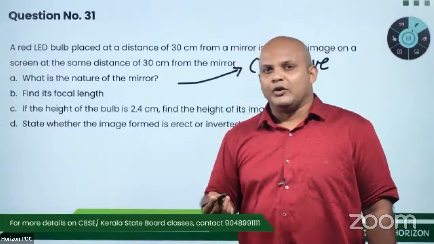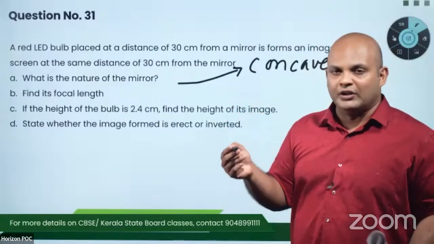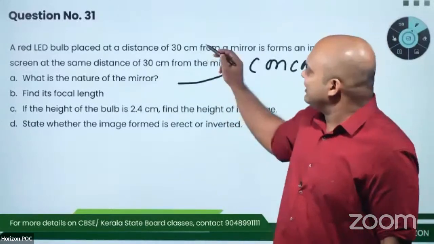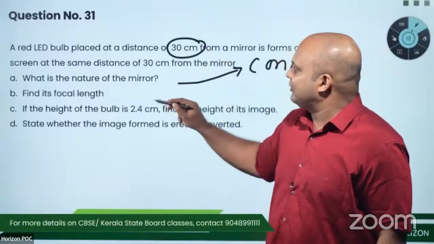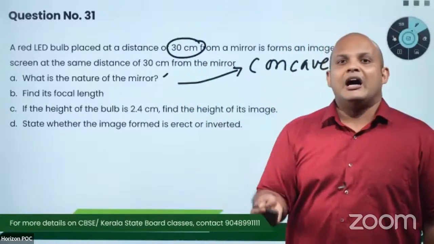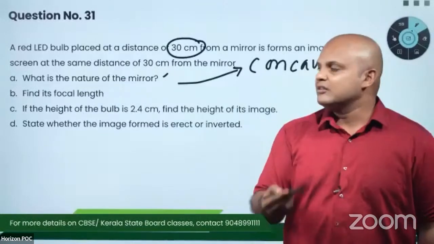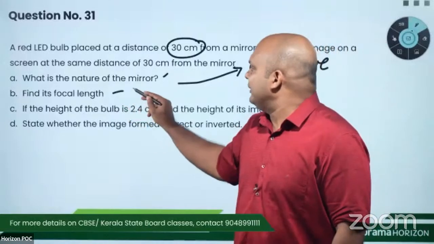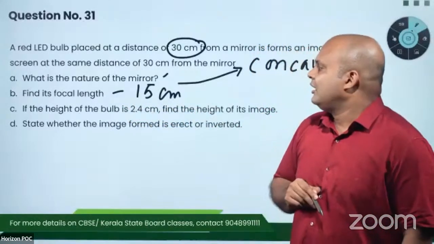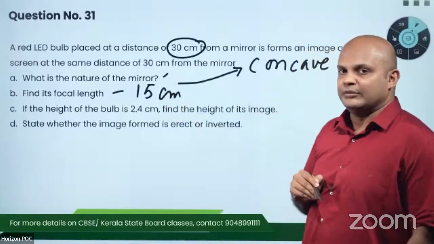What is the focal length of this mirror? As we have with lenses, if you have the radius of curvature, you can divide that by 2 and find the focal length. In this case, this will be the radius of curvature that we learned from the first part. So the focal length will be half the radius of curvature, that is 30 centimeters divided by 2, that will be 15 centimeters. If the height of the bulb is 2.4 centimeters, find the height of the image.